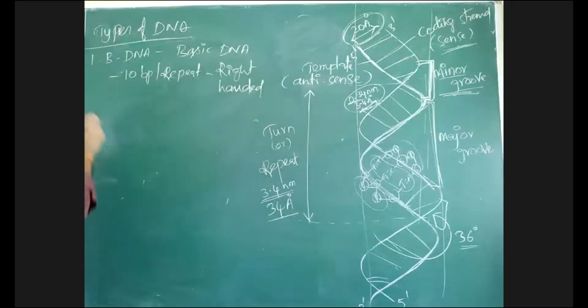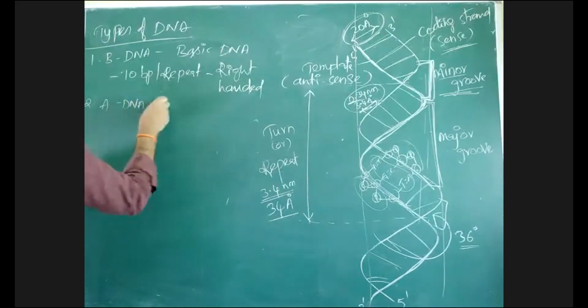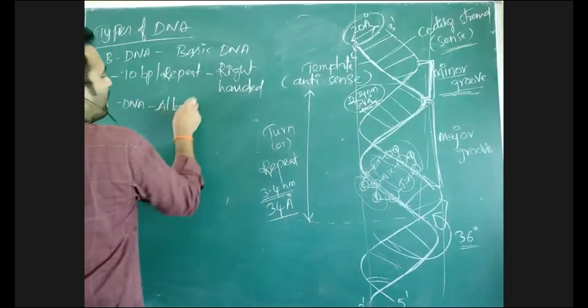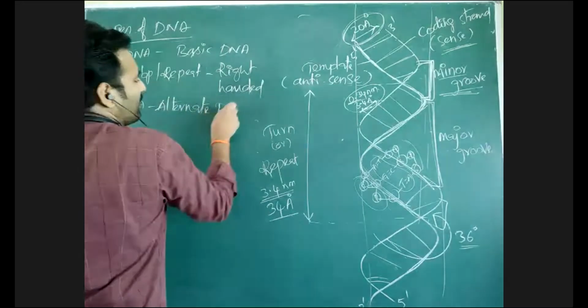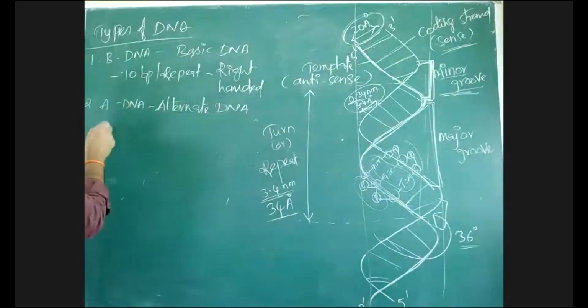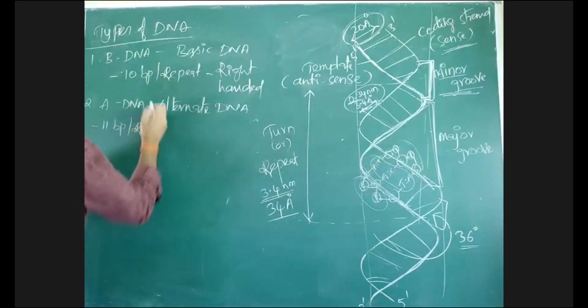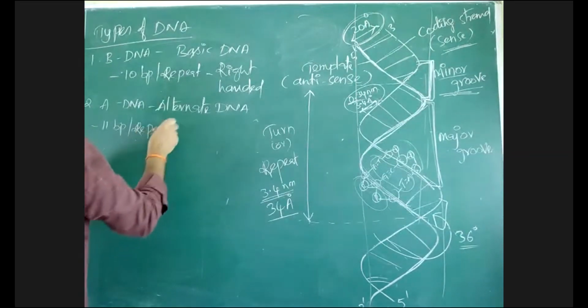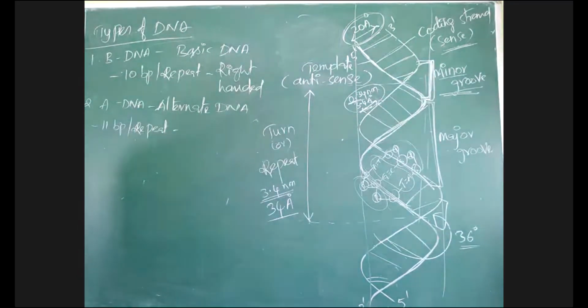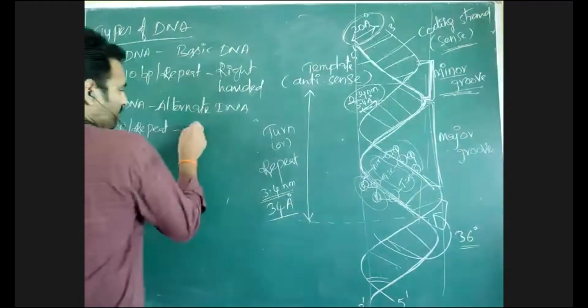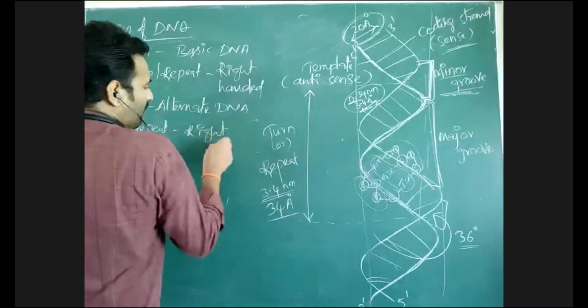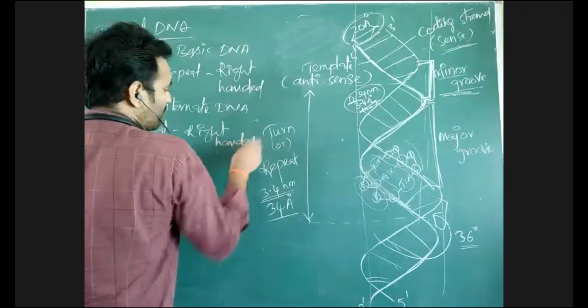Then the second one is aDNA. aDNA stands for alternate DNA. This alternate DNA has 11 base pairs per repeat. One repeat has 11 base pairs. And it is also a right-handed helical structure.